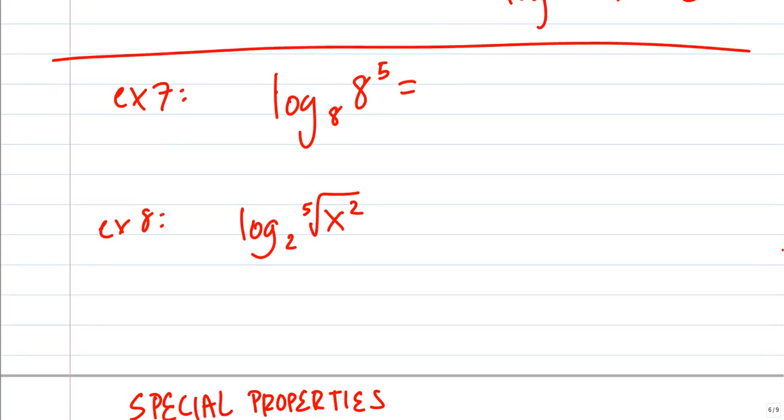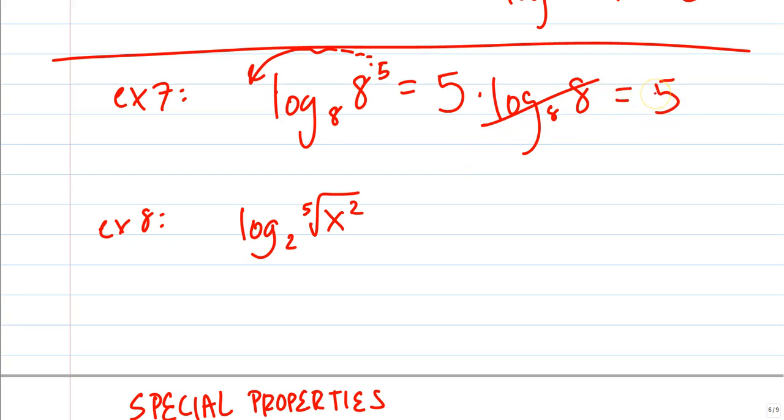What's log base 8 of 8 to the 5th? Well, I could sit there and multiply out 8 to the 5th, or what I can do is take that 5th power and bring it to the front. Exponents can turn into multiplying, so this becomes 5 times log base 8 of 8. And that log base 8 of 8 can be simplified. 8 to what power makes 8? This just becomes a 1, so I'm just left with 5 times 1, or 5.